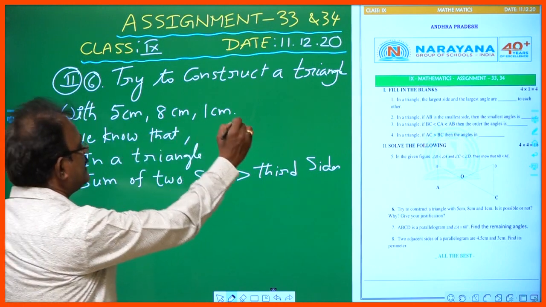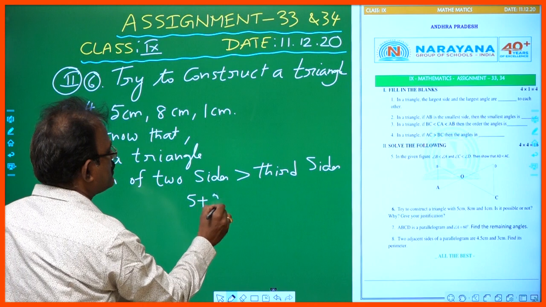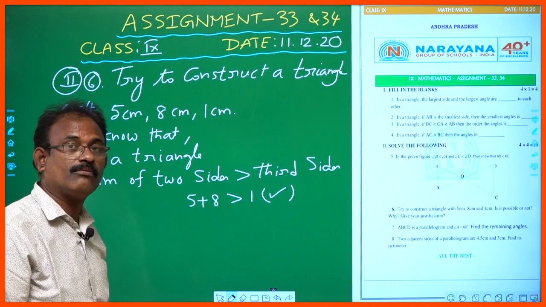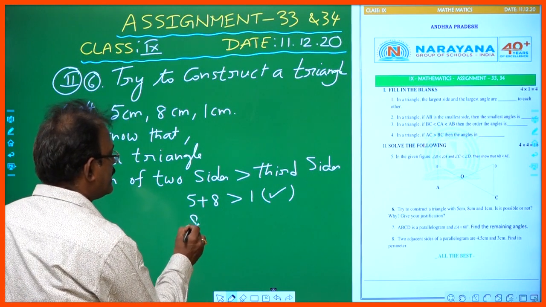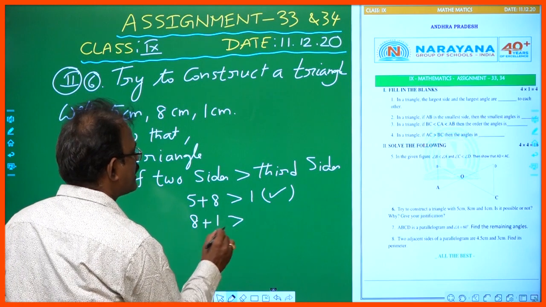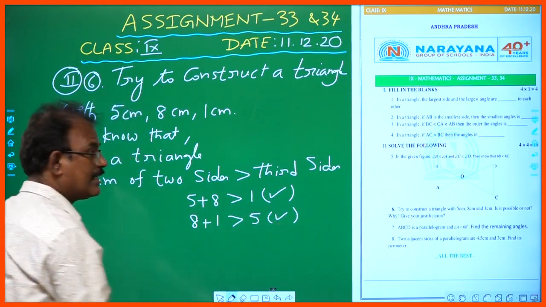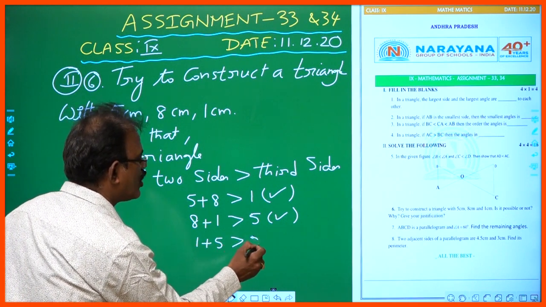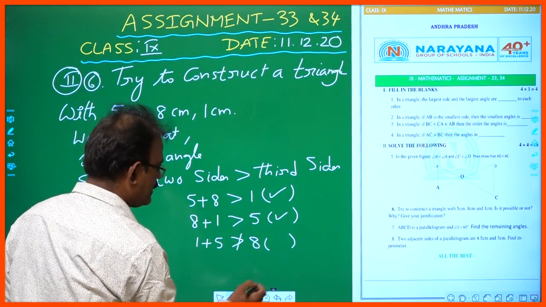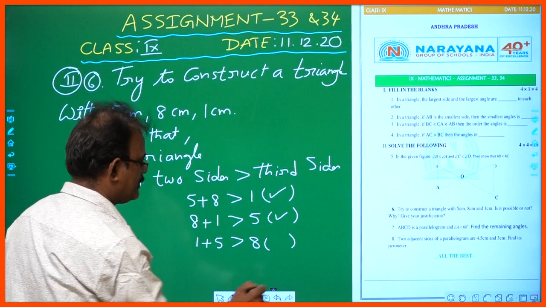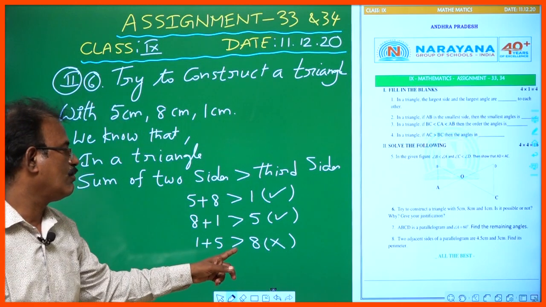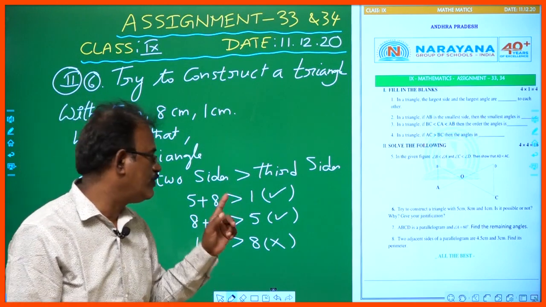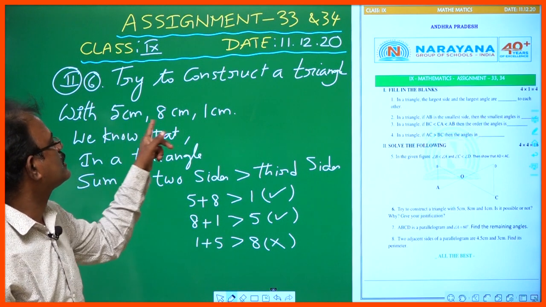Yes, 5 plus 8 is 13, which is greater than 1, correct. So we may construct. Next, 8 plus 1 is equal to 9, greater than 5. Yes, again it is satisfying. Next possibility, 1 plus 5 is 6, which is not greater than 8. It is not correct. So out of the 3, all the 3 possibilities must satisfy, otherwise we can't. So with this reason, we can't construct the triangle.